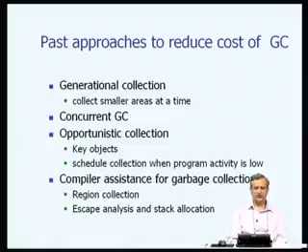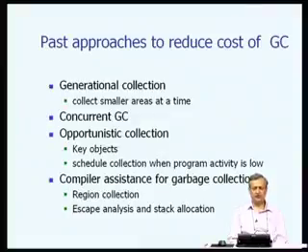Then there is something called opportunistic collection, in which the programmer is supposed to identify what are known as key objects, and these key objects are the roots of trees or headers of linked lists etcetera. When the whole data structure is not very useful, all the objects pointed to by the key object can be garbage collected. So, we can schedule the collection of such key objects when the program activity is low, but this has to be done carefully, and it requires programmer intervention, that is, program specification of key objects.